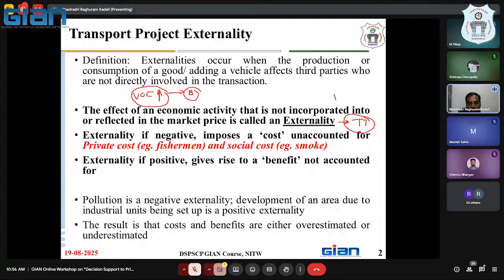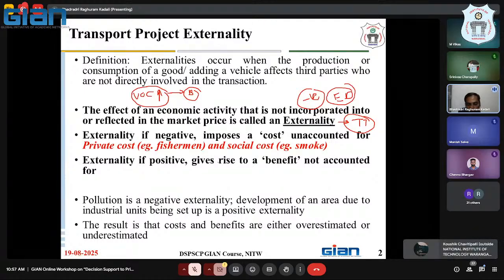And the change of air pollution or environmental damage corresponding to the project is also not accounted for; that may be your negative externality. So the externality can be treated as what is not reflected in the market prices corresponding to adding a vehicle into the network. These externalities, if negative, impose a cost that is unaccounted for in the private cost. They have given examples like the fishermen and the social cost of smoke. If you are smoking, you are adding more and more pollution that is not accounted for.